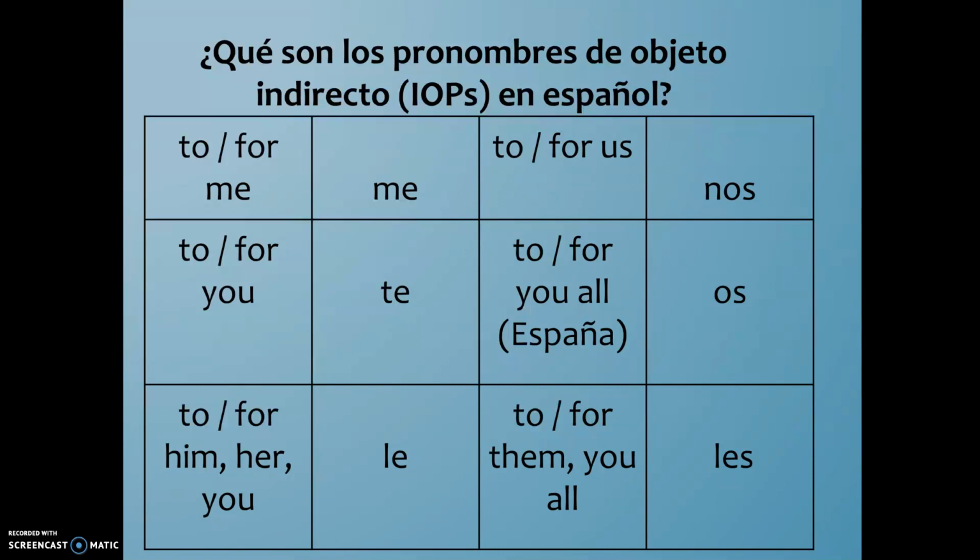The only difference is the bottom two on the chart, which you already actually know from using gustar and verbs like that. It's just that they've never really been introduced to you in this way as an indirect object pronoun in all likelihood. So what you need to make sure you write down is that to or for me, me, to or for you, te, to or for him, her, or you is le, to or for us is nos, to or for you all in España only is os, and to or for them or you all is les.